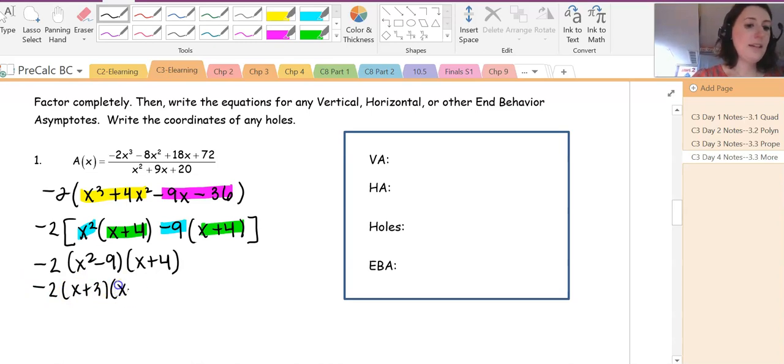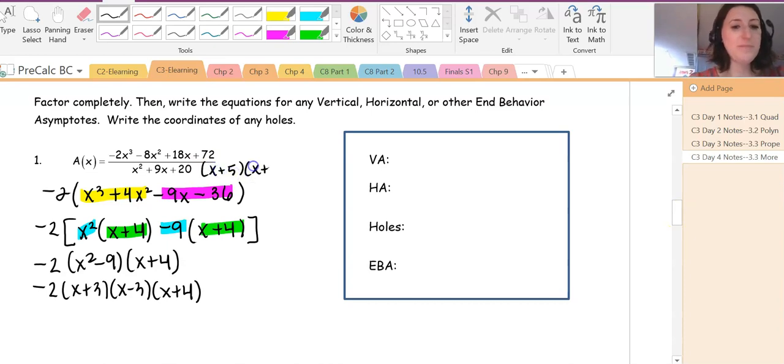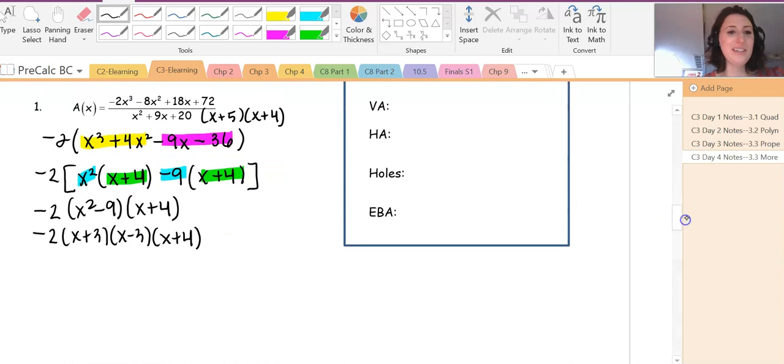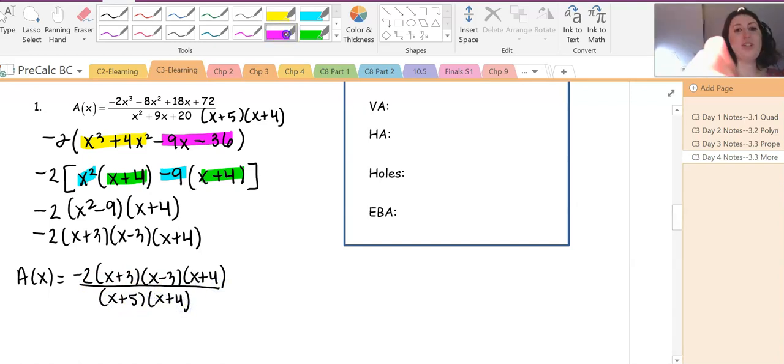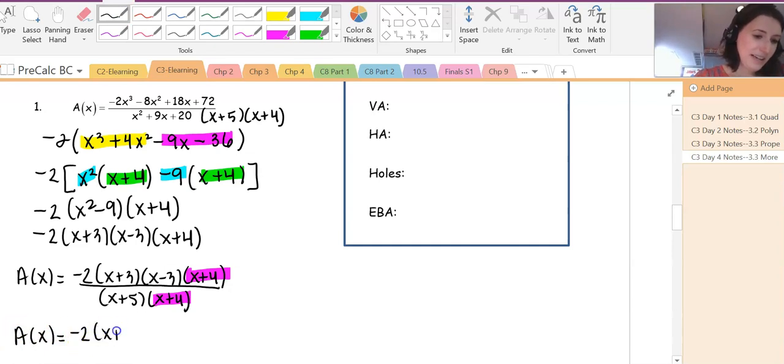So we have this, and this is just the top of this whole thing. And the bottom is just going to be an x plus 5, x plus 4. All right, so let's rewrite a of x. -2, x plus 3, x minus 3, x plus 4, all over x plus 5, x plus 4. Okay, and we should notice that our x plus 4s are going to cancel. So we'll rewrite our final simplified form.